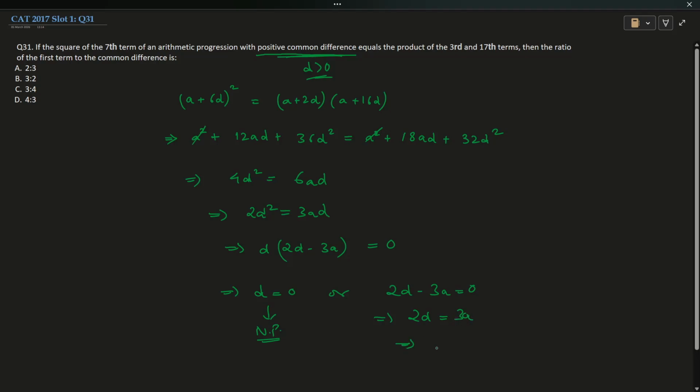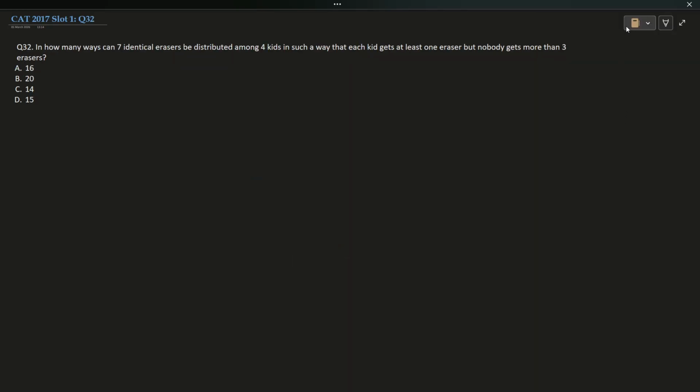Therefore, 2d = 3a. I need the ratio of the first term, a, to the common difference, d. a by d is 2 by 3. 2 is to 3 is the answer. Very simple question guys. Very simple. Let's move on to the next question.